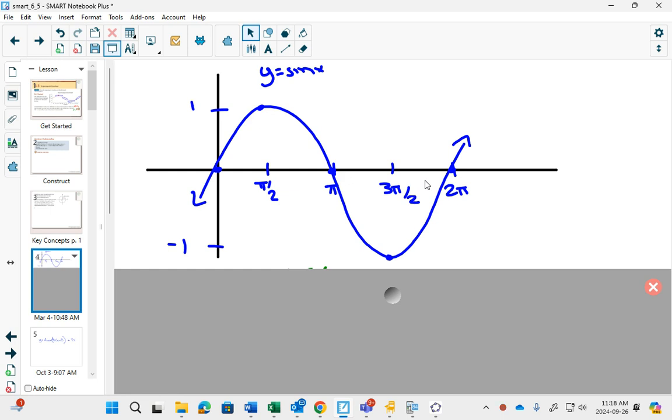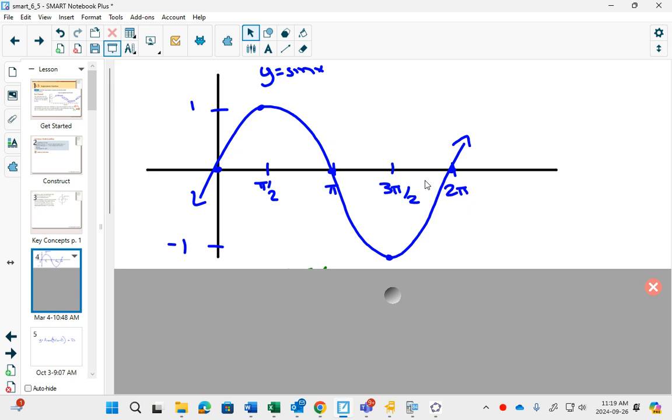Remember that on your unit circle, sine was the y-coordinate. So does it make sense that at 0 radians, your y-coordinate was 0? Then at pi over 2, your y-coordinate is 1. At pi, the y-coordinate is back to 0. At 3 pi over 2, it's down to negative 1. And at 2 pi, it's back to 0.